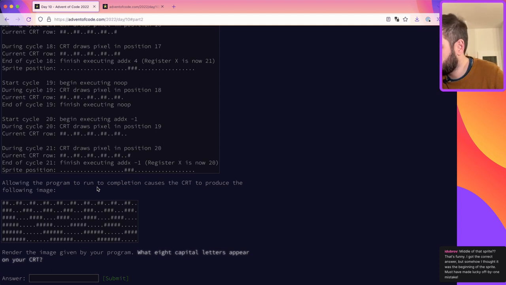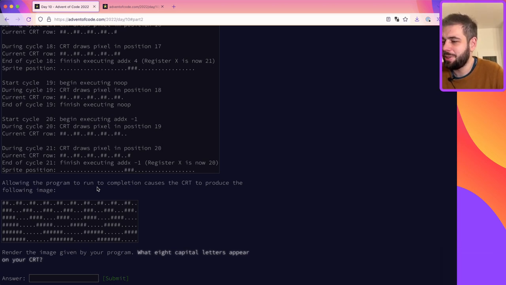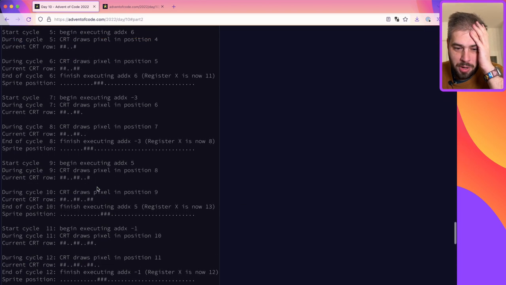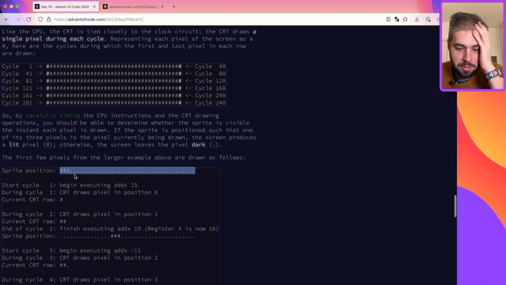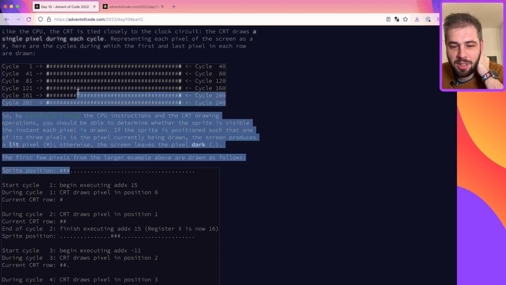Middle of that sprite, that's funny. I got the correct answer, but somehow I thought it was the beginning of the sprite. I must have made lucky of my one mistake. You probably have another mistake somewhere that cancels this out. Yeah, this is a very complicated scheme. What the fuck? Like, it's the middle, but it also starts, like, pixel starts with 0, but sprite starts with 1, so yeah, maybe because of that.